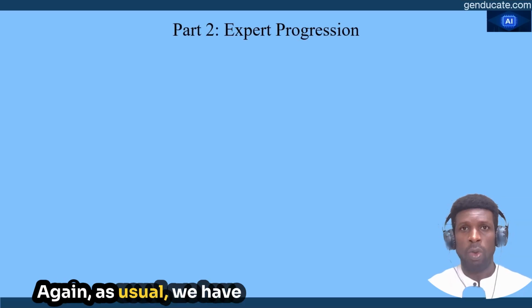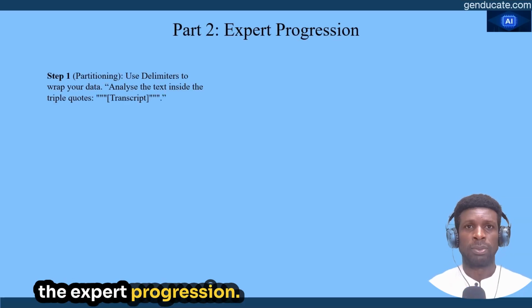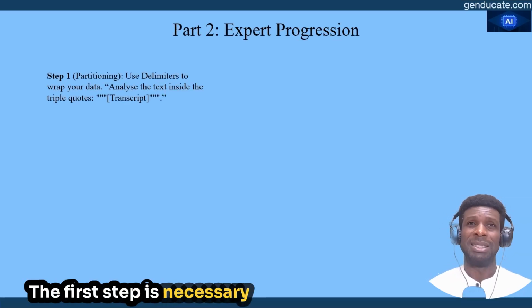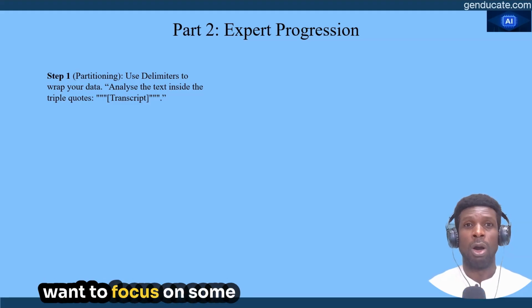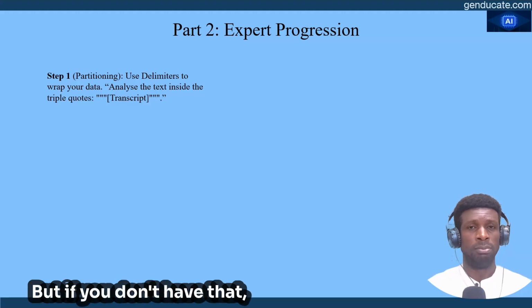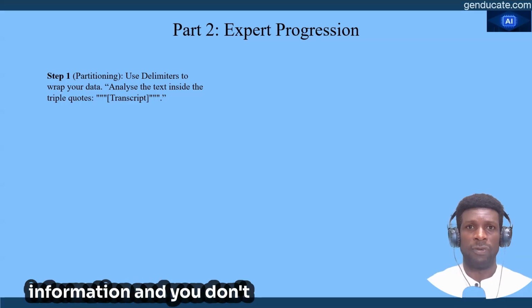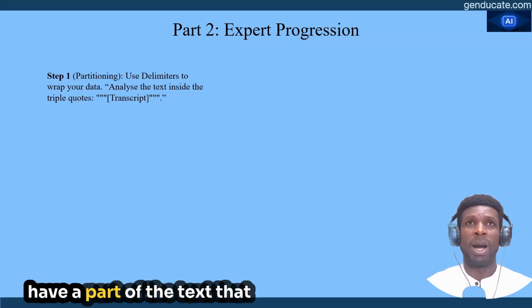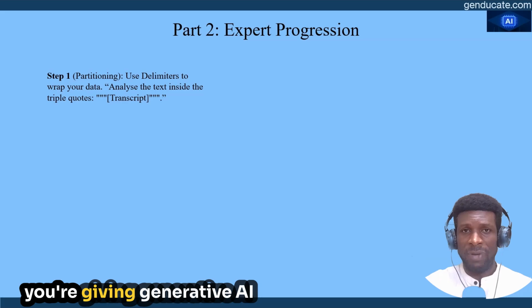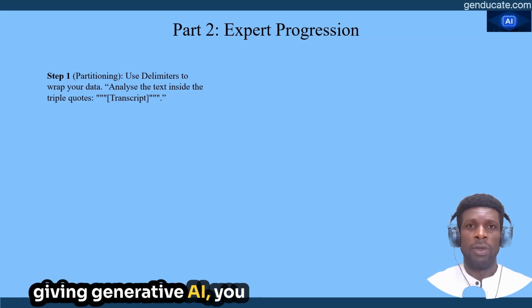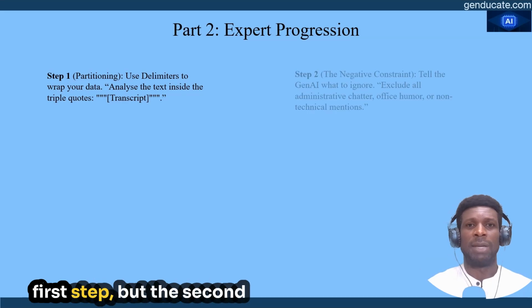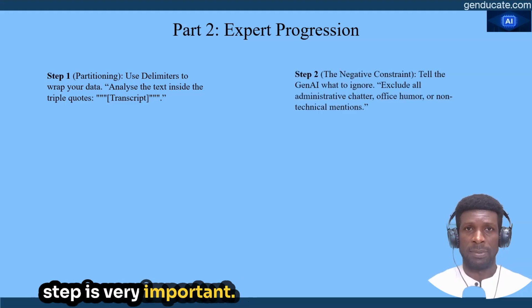Again, as usual, we have the expert progression. The first step is necessary when there is a lot of information and you want to focus on some of it, like I've said before. But if you don't have a lot of information and you want to use everything in the document you're giving generative AI, you might not need the first step. But the second step is very important.